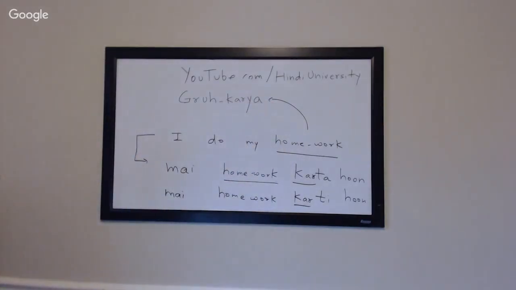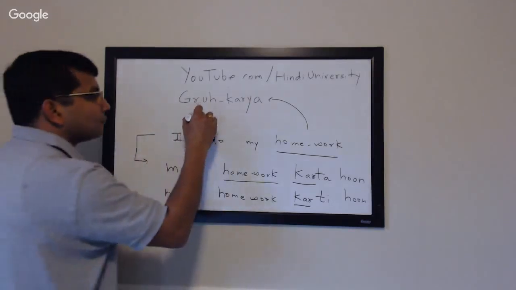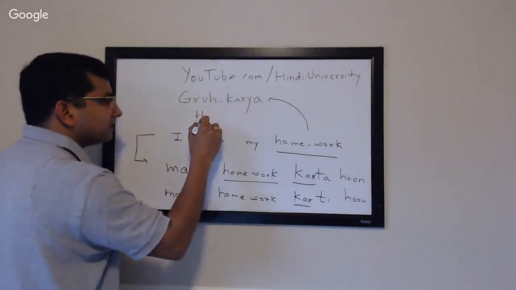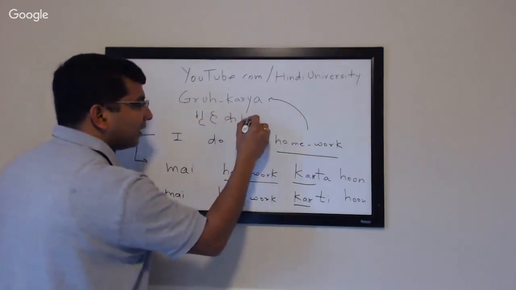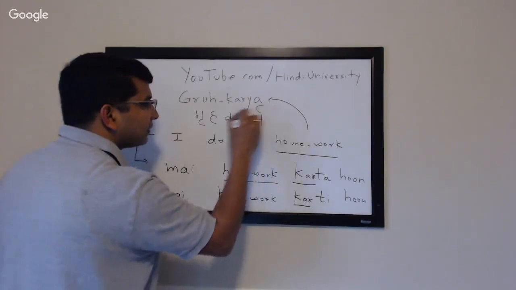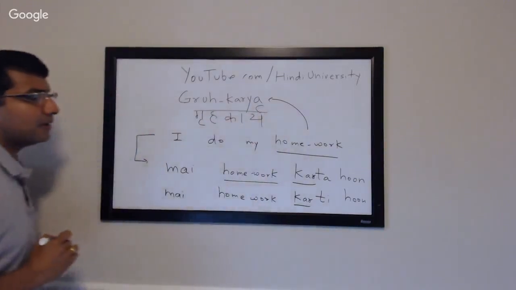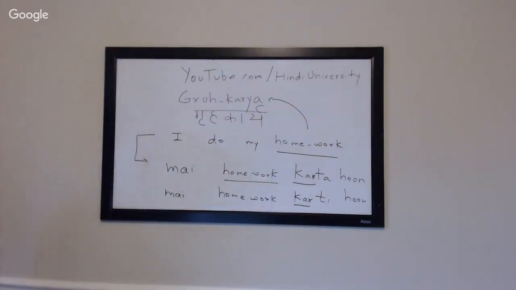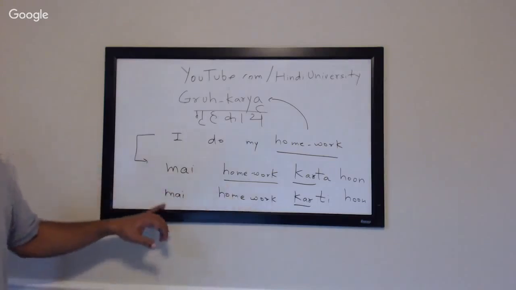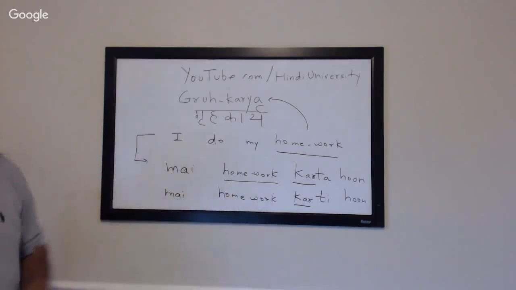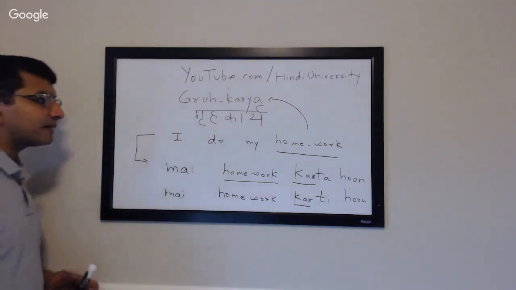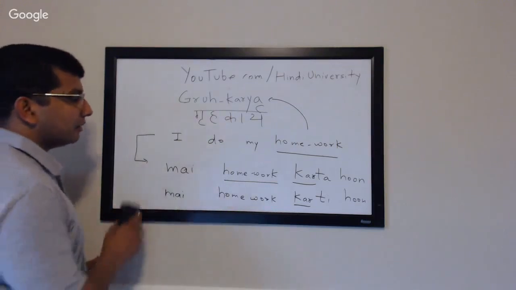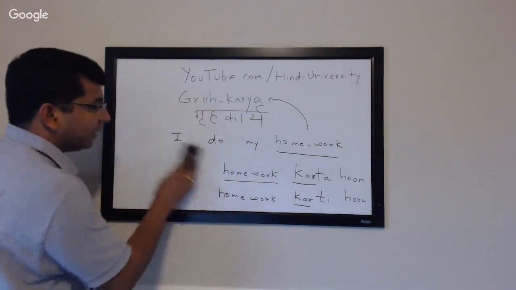Okay, grah karya. And for those of you who are interested in Devanagari, it's g with r and ha, ka with a, and ya with ra on top. Okay, grah karya. So you can say मैं ग्रह कार्य करता हूँ, and this one is मैं ग्रह कार्य करती हूँ. Okay, so very basic sentence. Let's do some more examples on using this word karna in the present form.